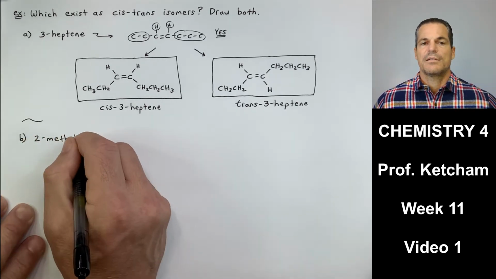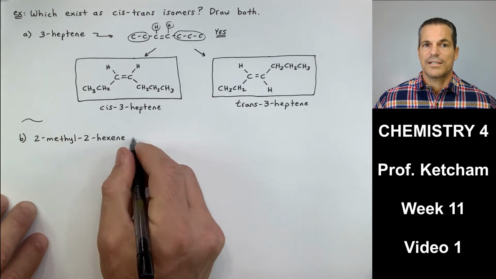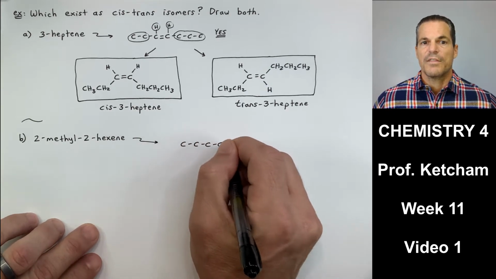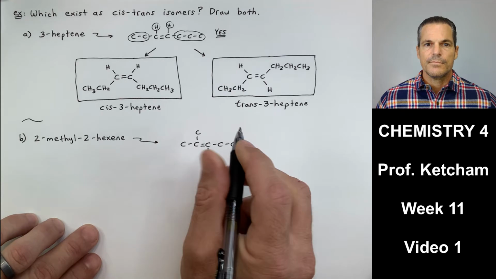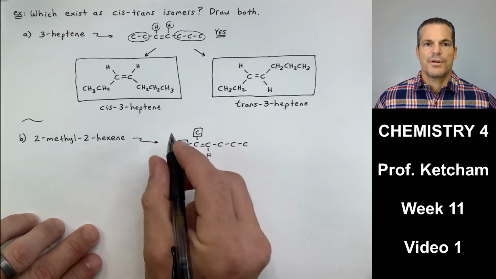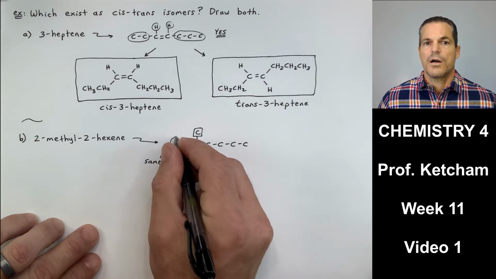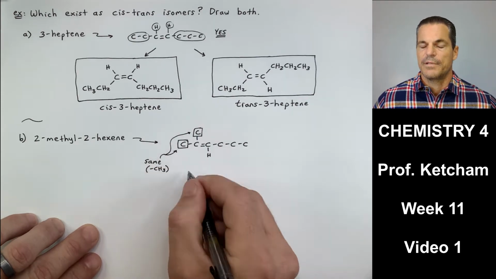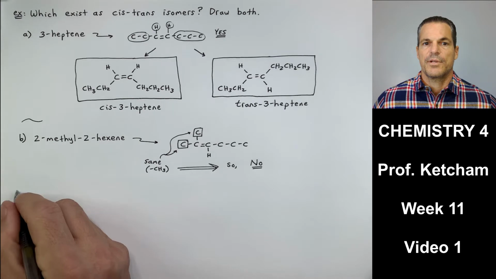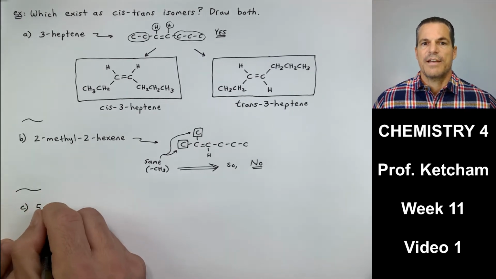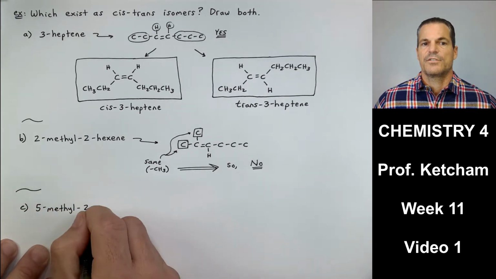All right. Now let's take a look at B, 2-methyl-2-hexene. I have to draw this first, and I can just draw the skeletal structure to get started. In the bare bones structure, I see the double bond carbon on the left has 2 identical CH3 groups attached. So I'm not going to be able to have cis-trans isomerism. The answer here is no.